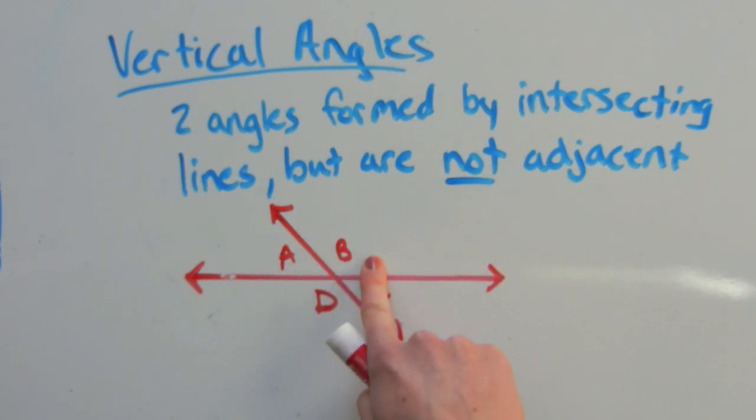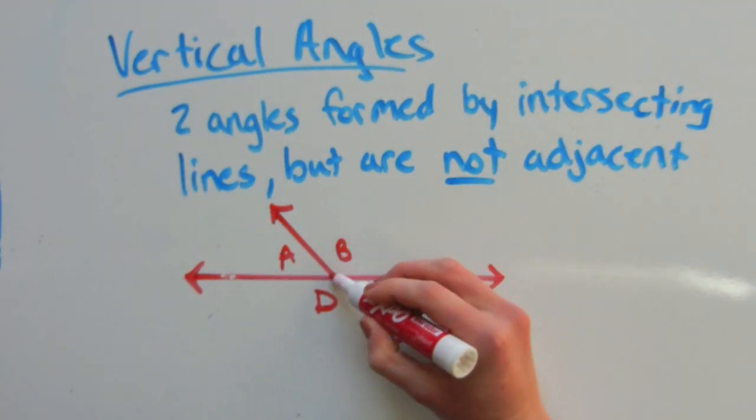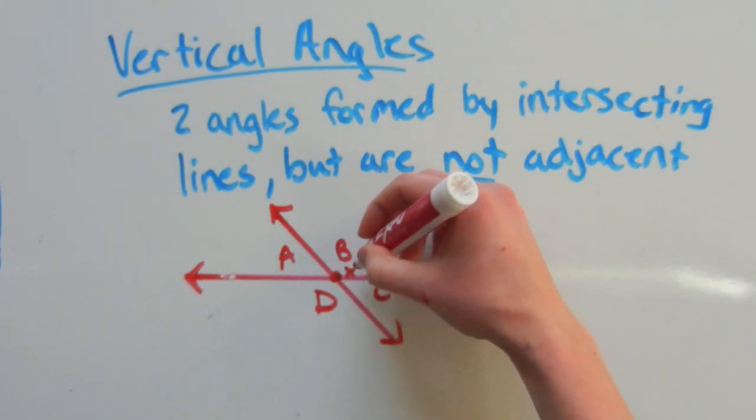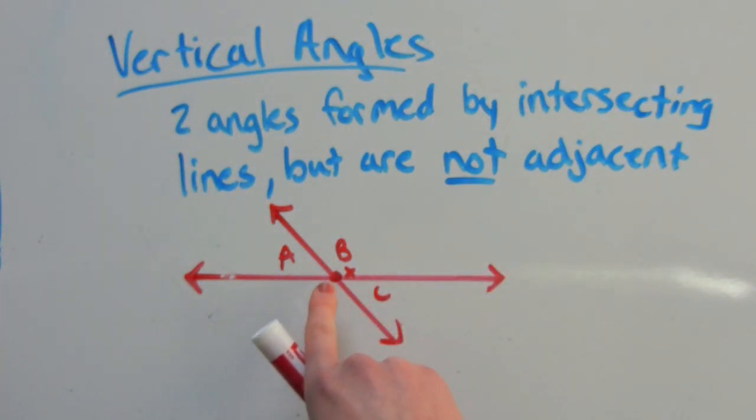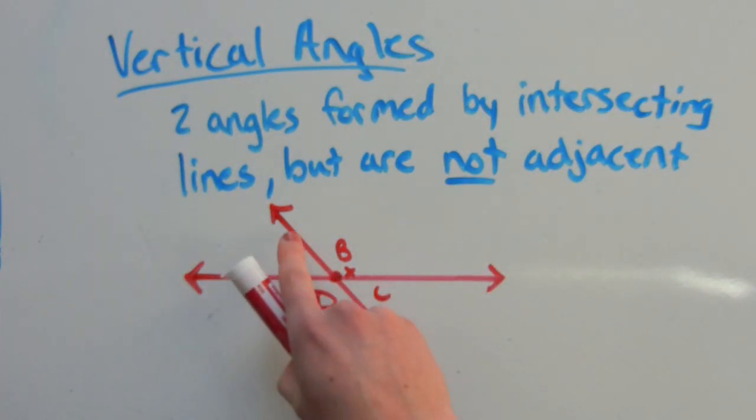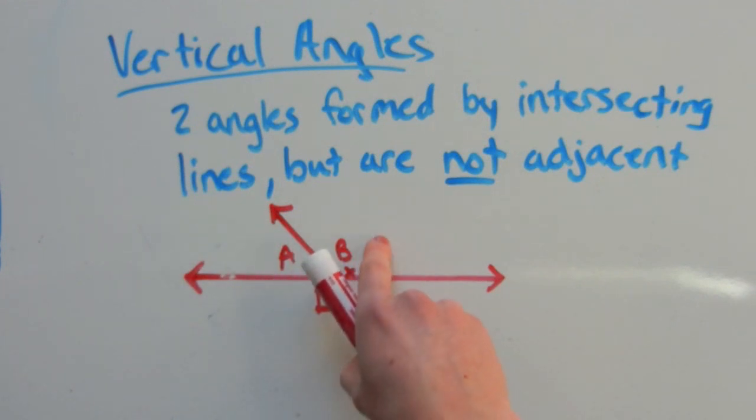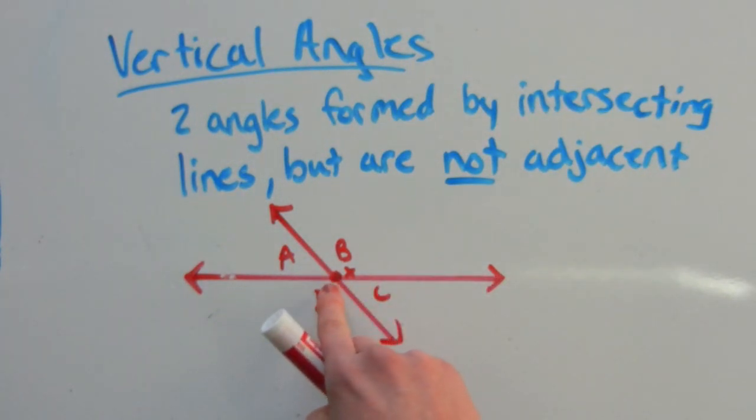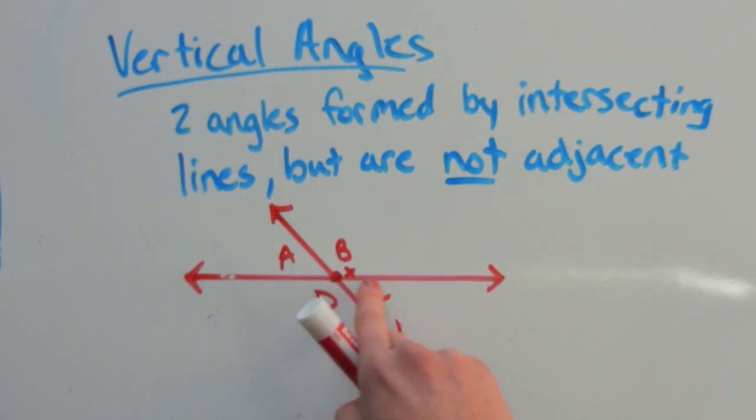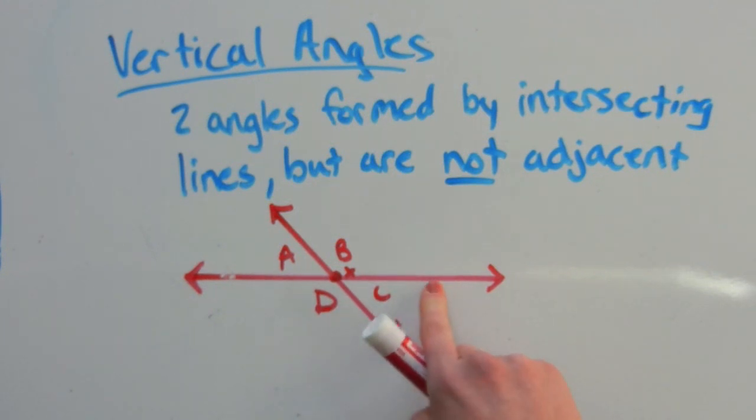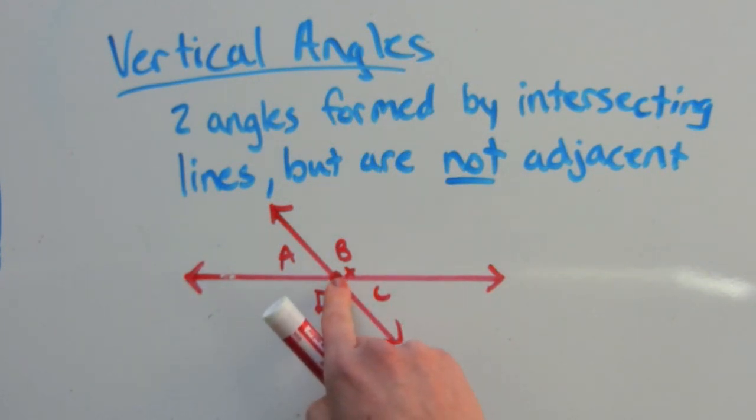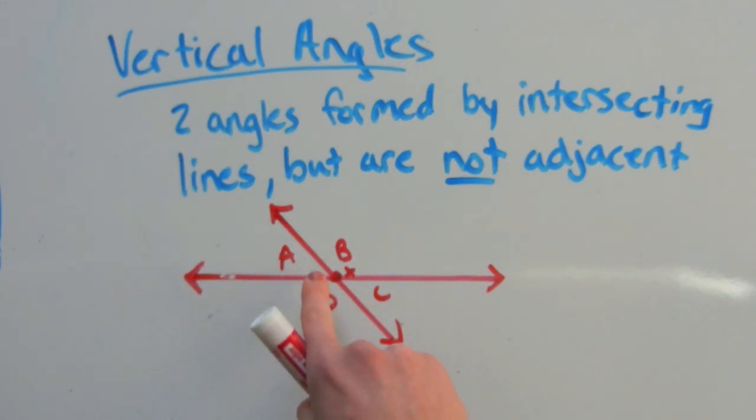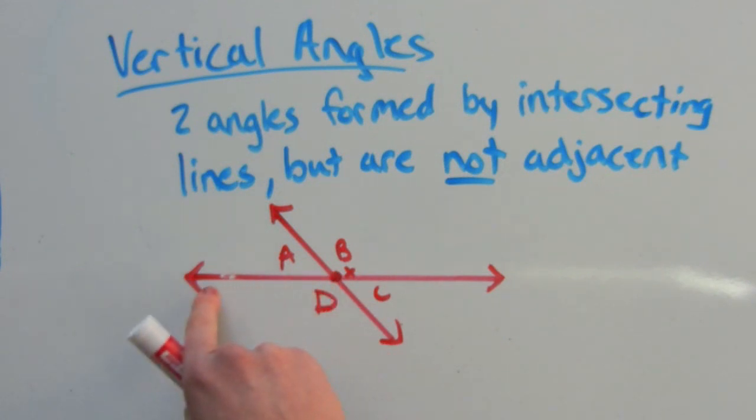A and B are adjacent angles because they share this common vertex, which is the center point. Let's just call that X for now. So they share this common center point, or vertex X, and they share a common side. So A and B are adjacent. B and C are also adjacent because they share the common vertex X, and they share this side. C and D are adjacent because they share vertex X and a side. And D and A are adjacent because they share X and the side.